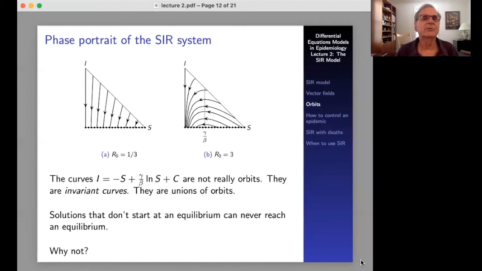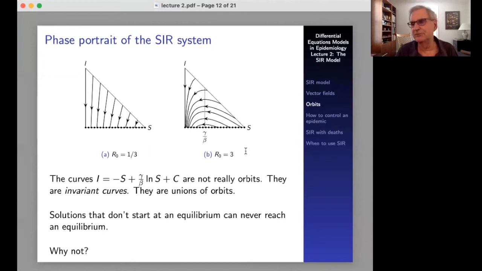Here we plotted a bunch of these curves using a computer. They're doing what we thought, heading down and to the left when R naught is less than 1. Here we plotted things when R naught is a third. Going up and then down when R naught is bigger than 1, here R naught is 3. Well, I guess I lied a little, because one of these curves extends down into negative I like that. So one of these curves is not really an orbit.